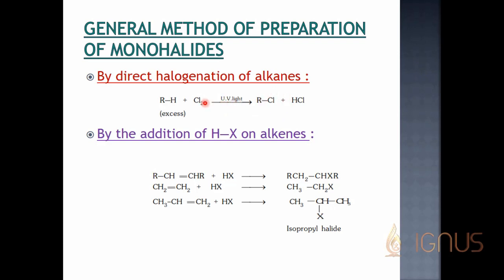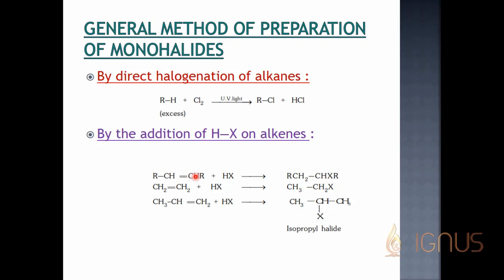Here, it is a simple substitution reaction where hydrogen is substituted with chlorine. You can see the hydrogen of the alkane is substituted with chlorine to give alkyl halide, or in this case it is alkyl chloride. Next method, by the addition of HX, that means it may be HCl, HBr, HI, HF, on alkenes. Here addition will take place according to Markovnikov's rule. You can see HX is added across the C=C double bond, and this addition will take place according to Markovnikov's rule.